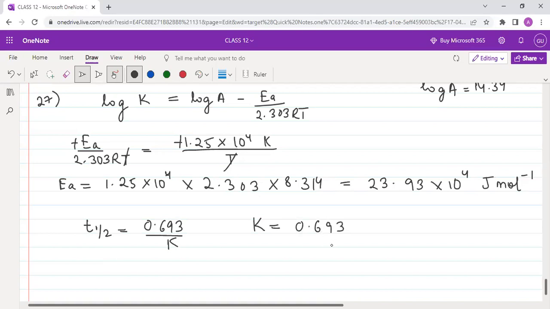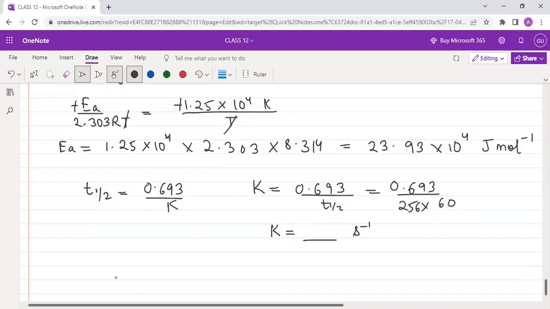So K will be equal to 0.693 by T half, and T half is given as 256 minutes. We'll convert that into seconds, so 256 into 60, and you'll get the rate constant here. What will be the unit of rate constant for a first order reaction? It's second inverse.